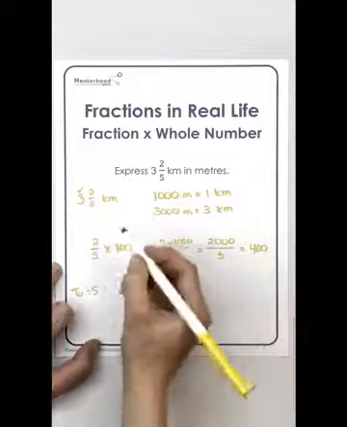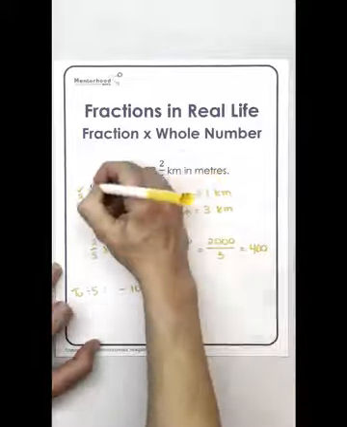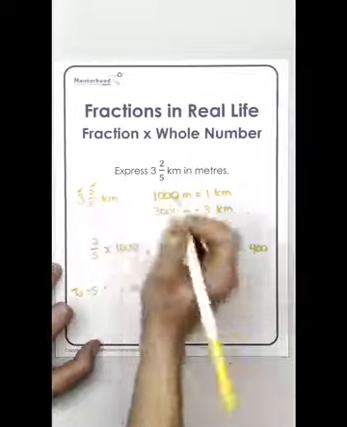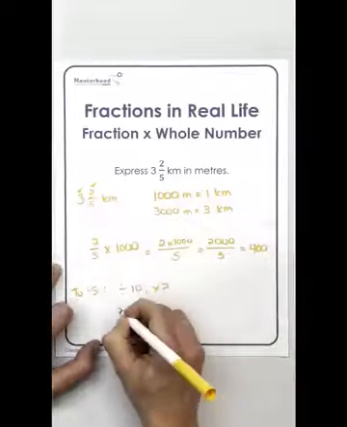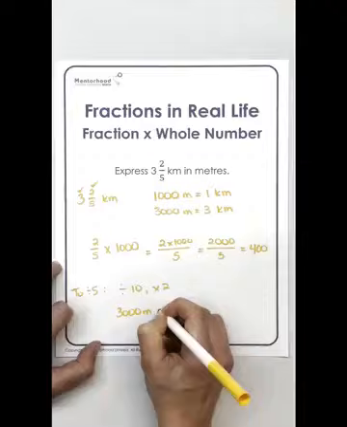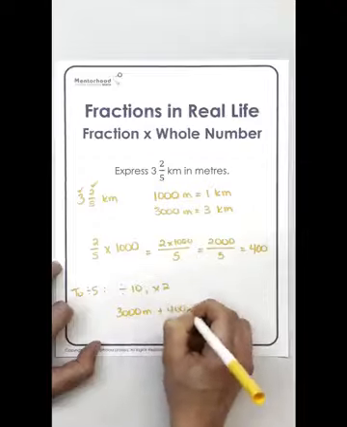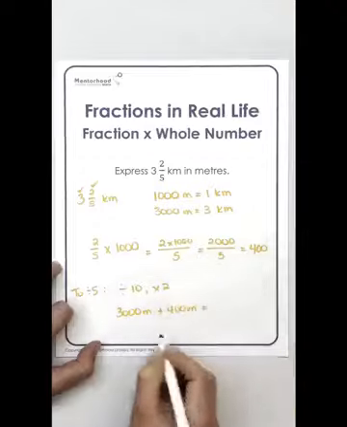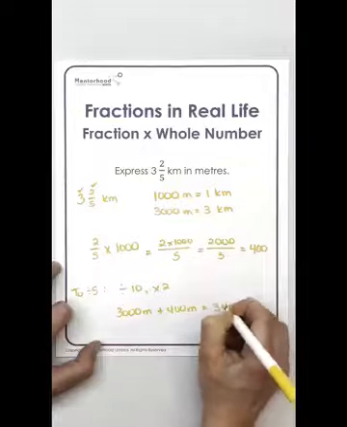Now all we do is we add them together. So I've got my 2/5, which is 400 meters, and I've got my 3 kilometers, which is 3,000 meters. So 3,000 meters plus 400 meters equals what? 3,000 plus 400 is 3,400.